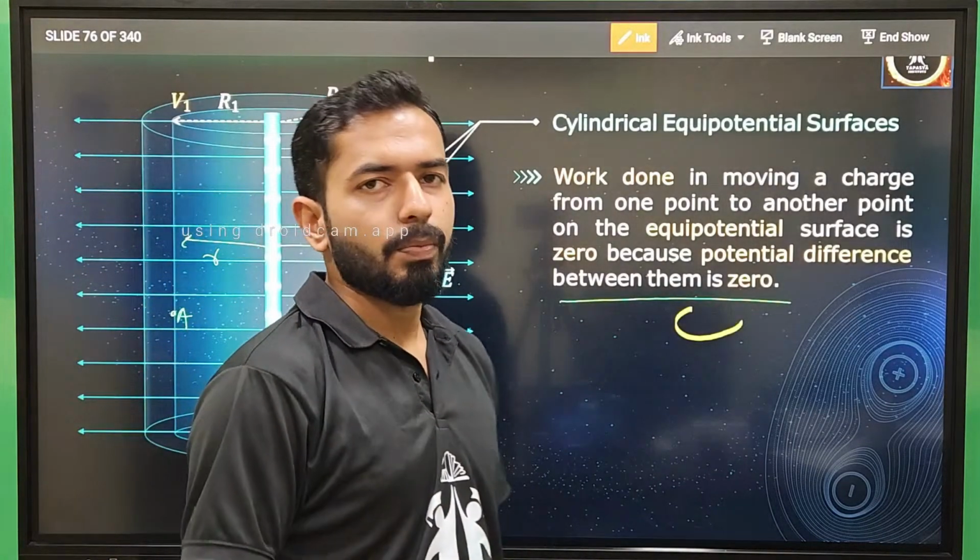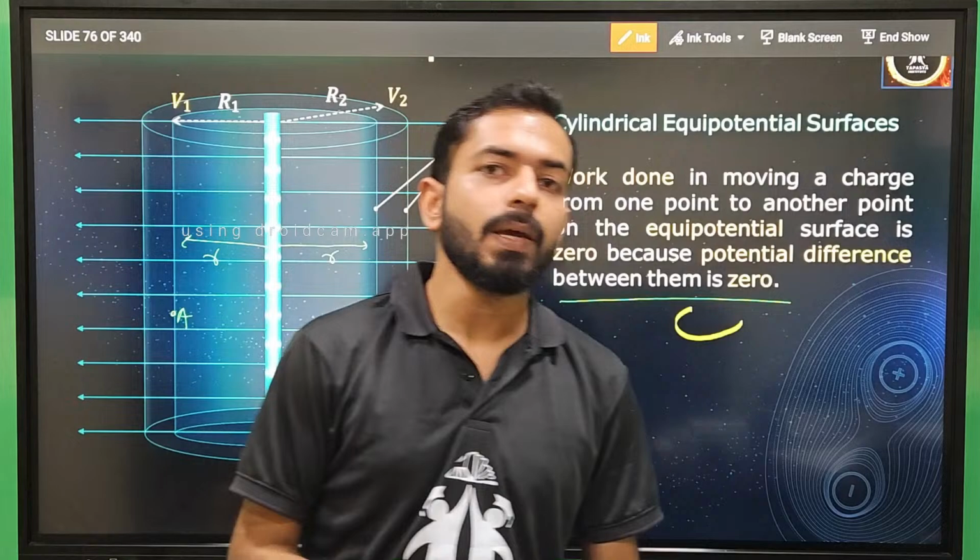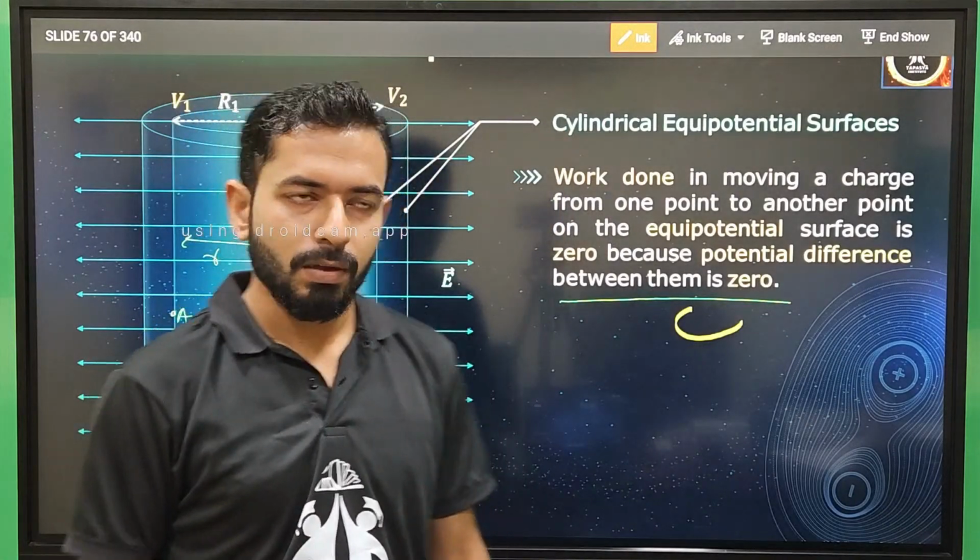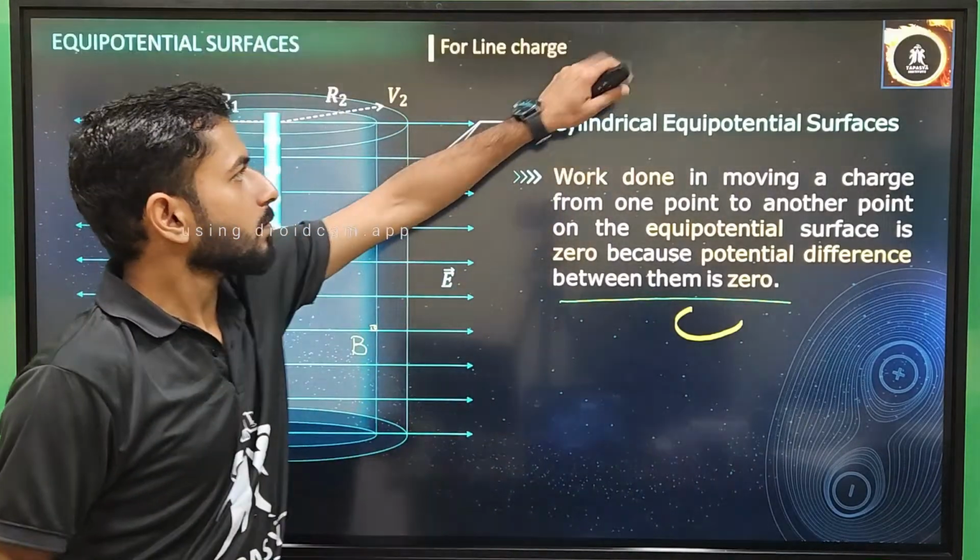Why will the work done be 0? Because point A and point B are both at the same potential. Correct? Basic thing.